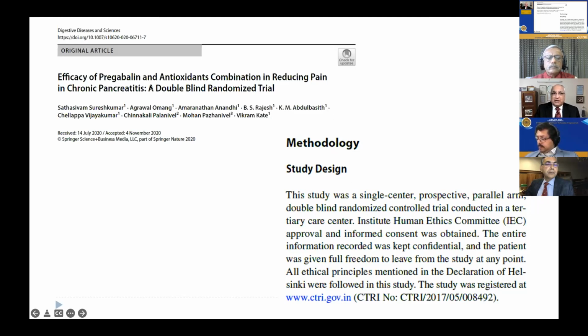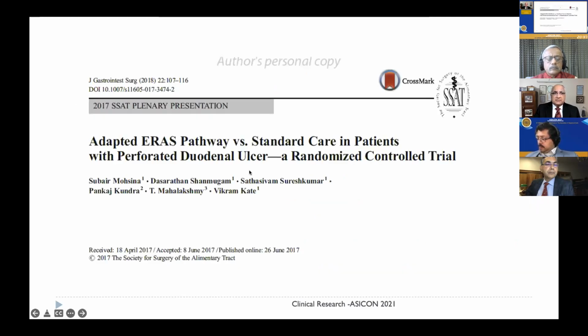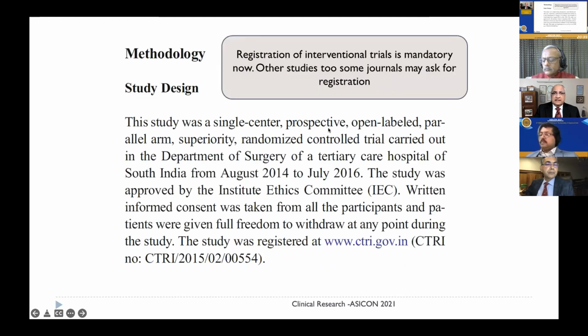So this has to go practically into the title, an RCT or a double blind trial. That's mandatory so that people pick it up when they use keywords. Similarly, for this ERAS protocol, again a randomized controlled trial. So this is the study design, single center prospective. It's very mandatory that all these trials are registered, because RCTs especially are not taken in good journals without registration.